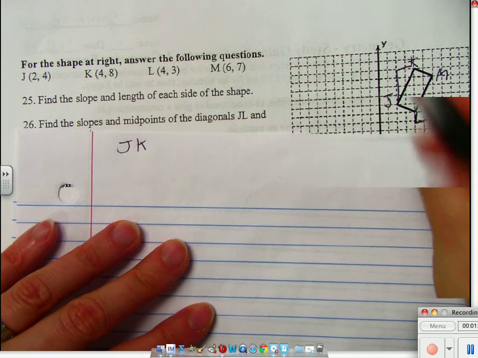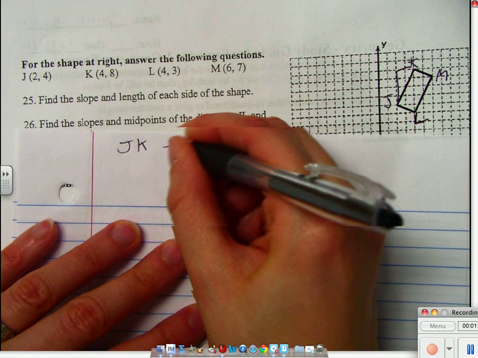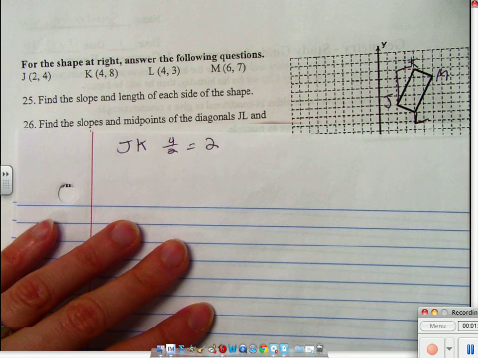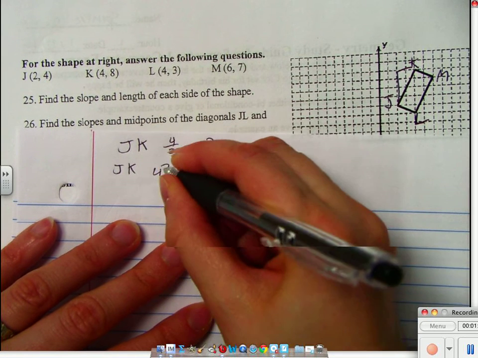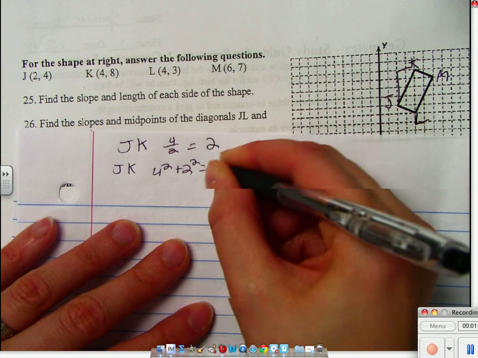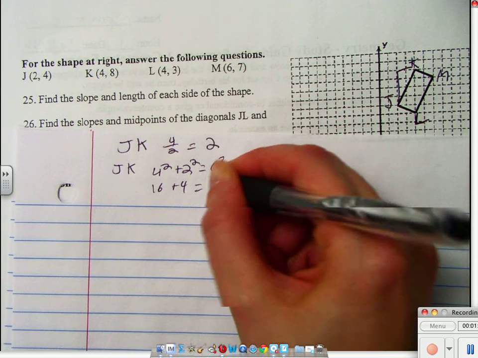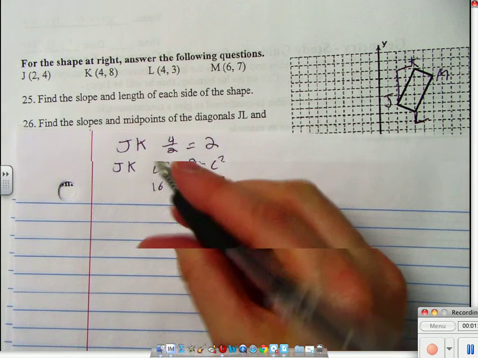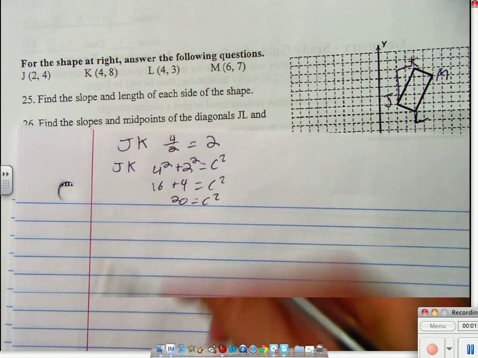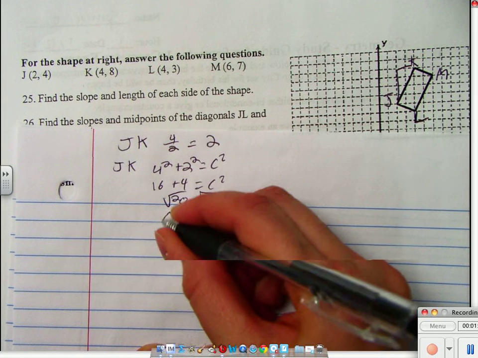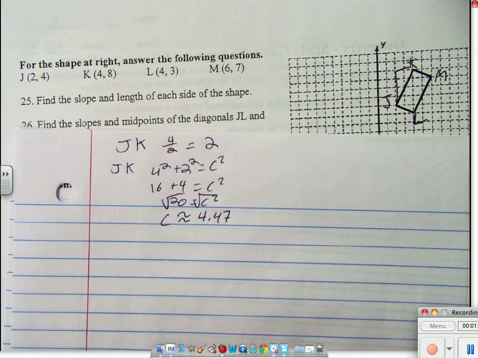J to K is up 1, 2, 3, 4 over 2, which reduces my slope to 2. Okay? And then I'm going to have JK's length right under it. We go 4 squared plus 2 squared equals C squared. So 16 plus 4 is 20 equals C squared. And then I'm going to square root 20. And so C, I'm going to make an approximation. C is approximately 4.47. Okay?